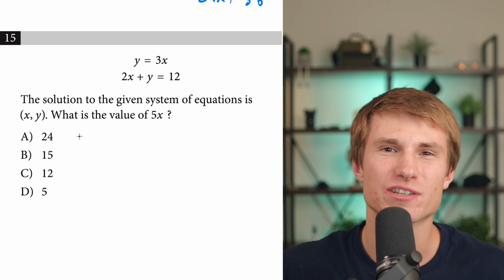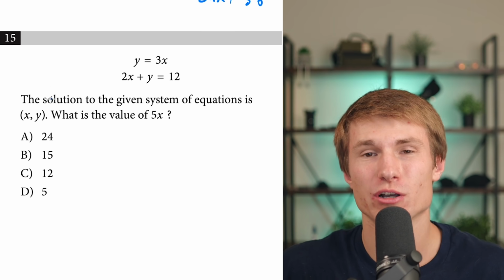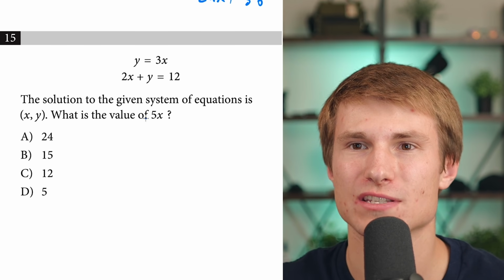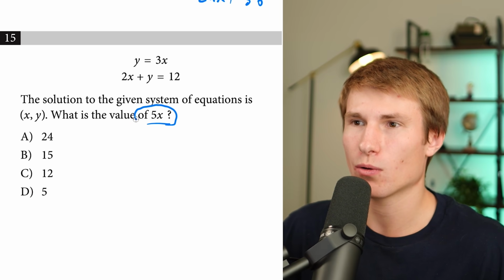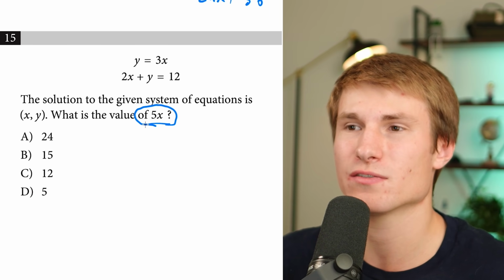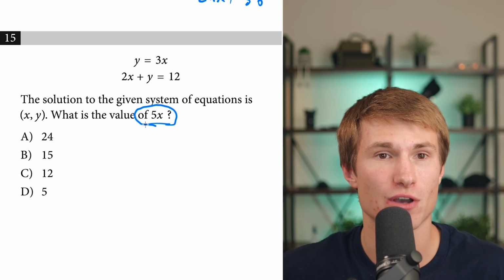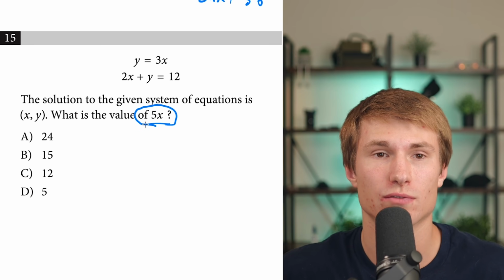Here's a trick you can use to save time on the SAT math section. Question 15, it says, the solution to the given system of equations is (x, y). What is the value of 5x? On the SAT, you always want to pay attention to what you're asked to answer with. In this case, it's the value of 5x. We don't necessarily have to actually solve for x to get our answer. We just need to know the value of 5x.